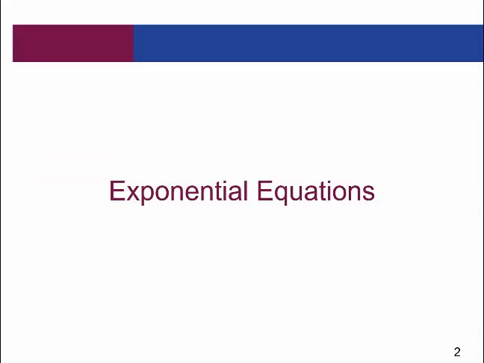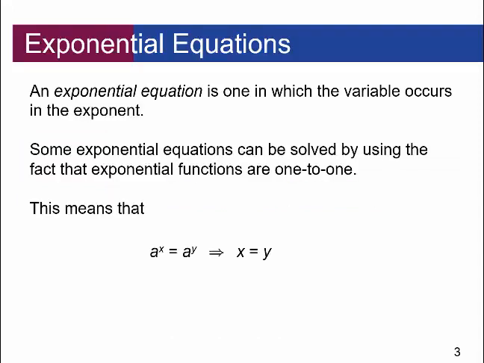Okay, so let's start with exponential equations. An exponential equation is one in which the variable occurs in the exponent, obviously. Some exponential equations can be solved using the fact that exponential functions are one-to-one. What that means is, if you have a^x equals a^y, notice how the bases are the same, base a, base a. If the bases are the same, you can cancel them out and the exponents must be equal, so x equals y.